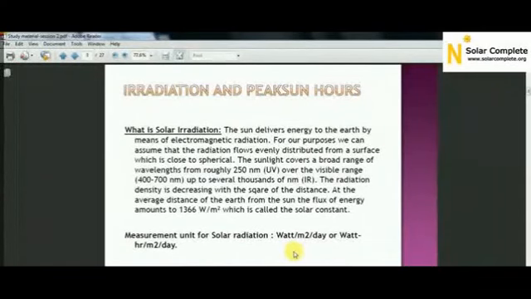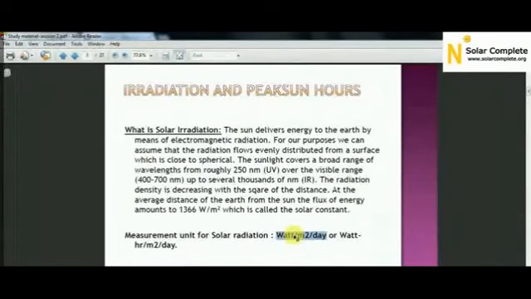Okay, so whenever you are talking about solar power, it is measured in watt per meter square per day. What is the basic measurement unit of power? Whether it is solar power, electrical power, wind power or tidal power, when there is any kind of power, the basic unit of measurement is watt. Here also we are talking about solar power, so we can use the unit watt.